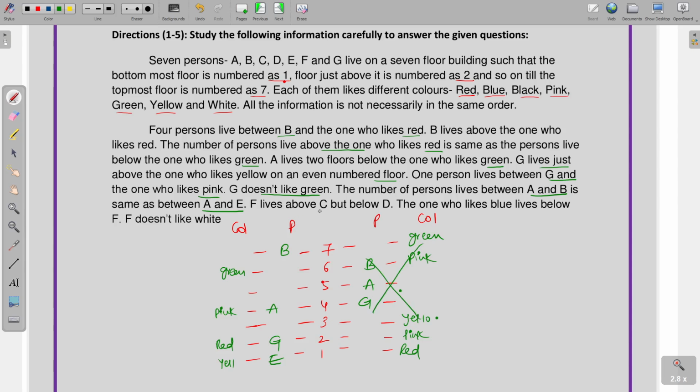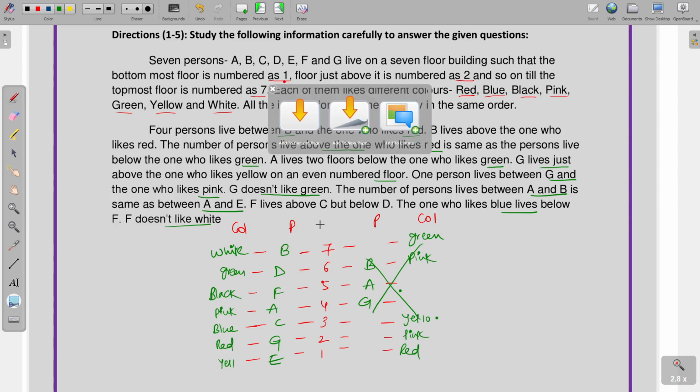Next, F lives above C but below D. And next, the one who likes blue lives below F. So here placing blue, and F doesn't like white, so B likes white, and the remaining color, black, is liked by F. So it is the final arrangement of the puzzle. Let us move on to the questions.